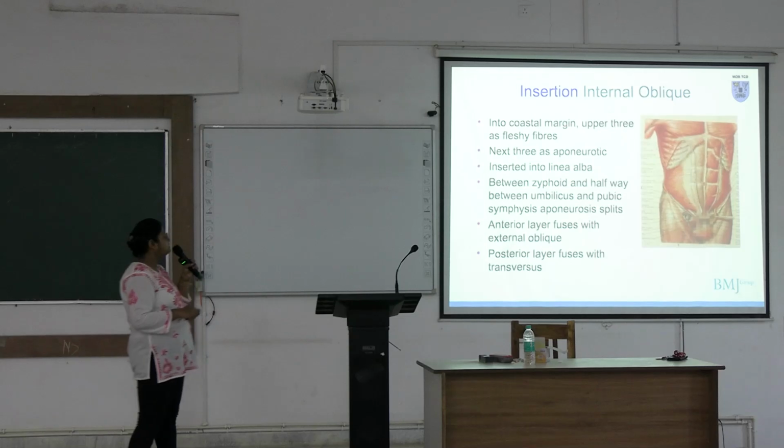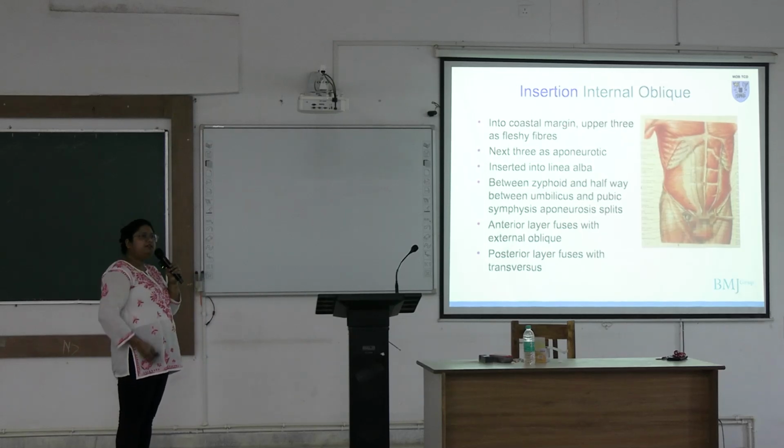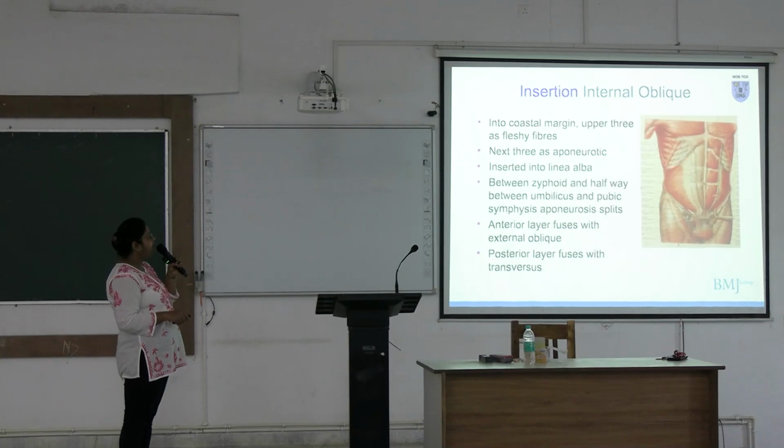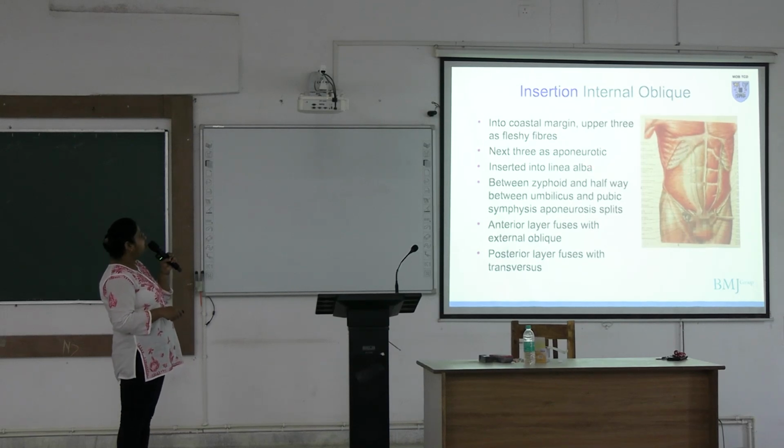Next we are going to the insertion. Here insertion will be in the midline and towards above. Okay. So into the costal margin, here is the insertion into costal margin, upper 3 as fleshy fibers, next 3 as aponeurotic fibers inserted into the linea alba. Linea alba is midline structure and inserted between the xiphoid process, halfway between the umbilicus and the pubic symphysis, up to this level.